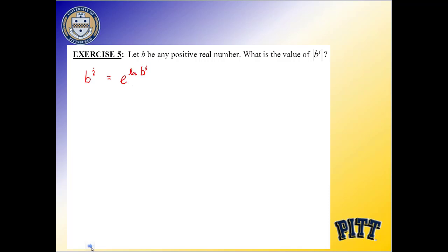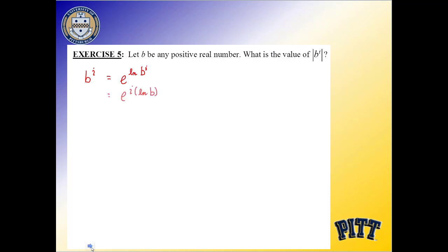So I'm changing b to the i power into e raised to the natural log of b to the i power, because putting e and natural log in quick succession of each other would normally cancel them out. Usually if I had this, I would just say it's b to the i power, but I want these two involved so I can start using Euler's formula in order to accomplish more with this.